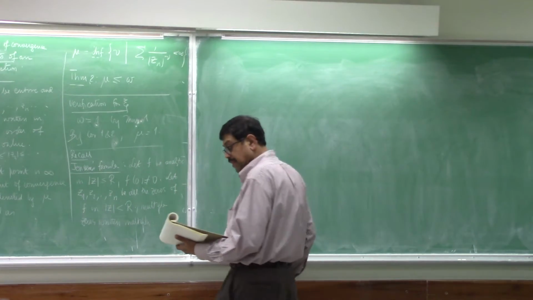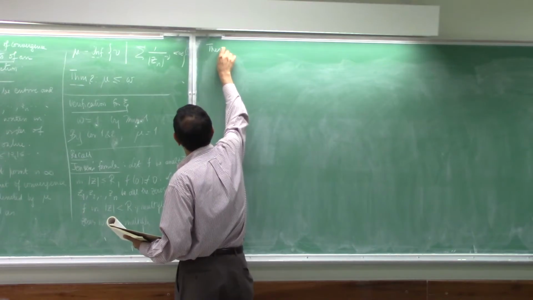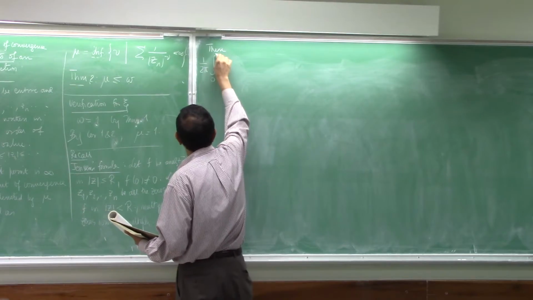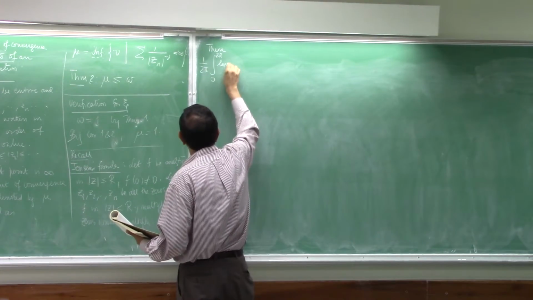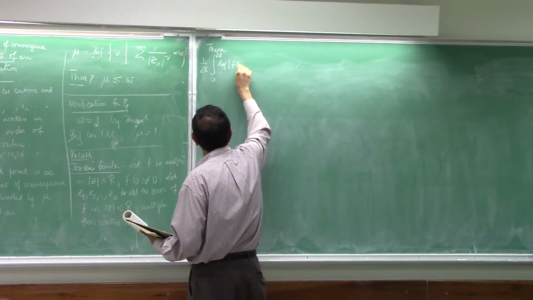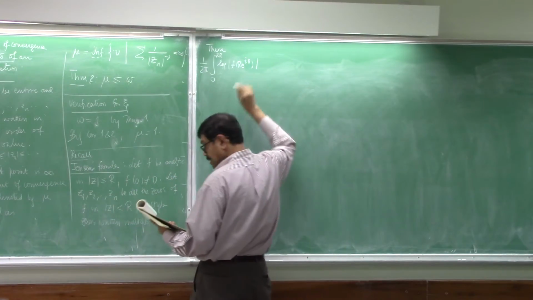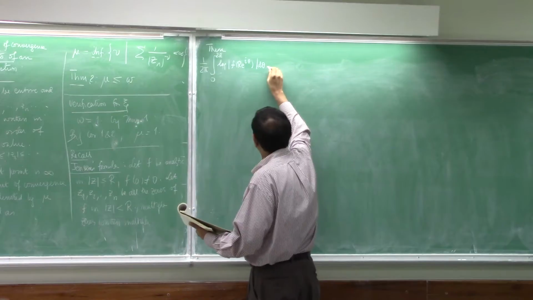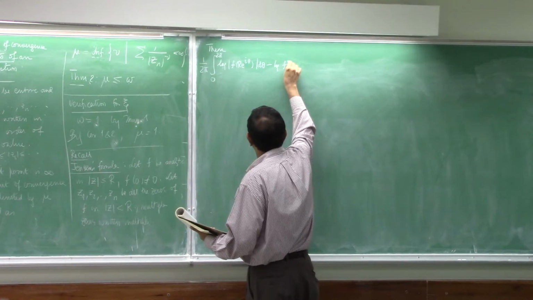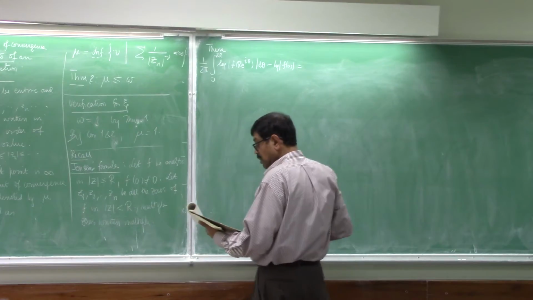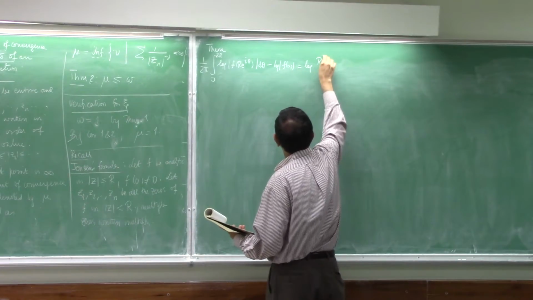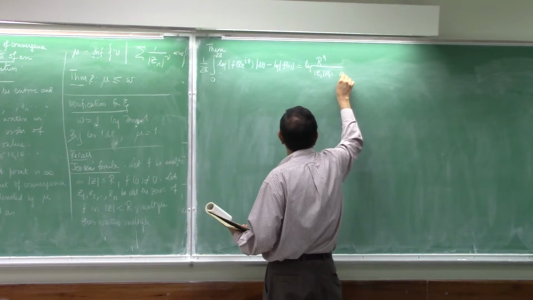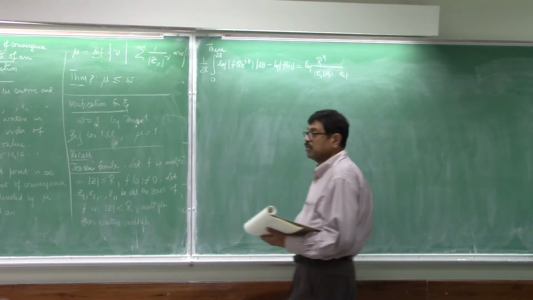All right, then the claim is that 1 over 2 pi, the integral from 0 to 2 pi of the logarithm of the absolute value of f of r e to the i theta d theta, minus log of the absolute value of f of 0, is equal to the logarithm of r to the n over the product of the roots. That's Jensen's formula.